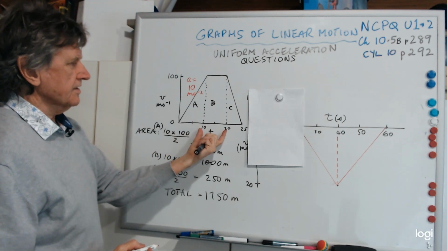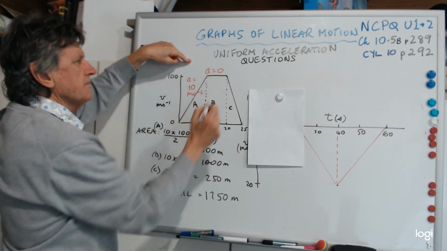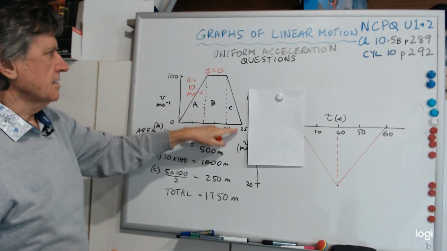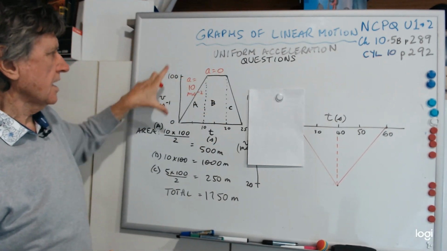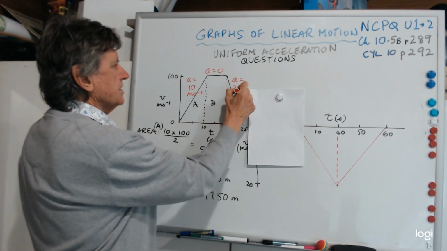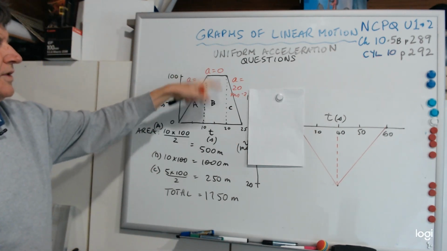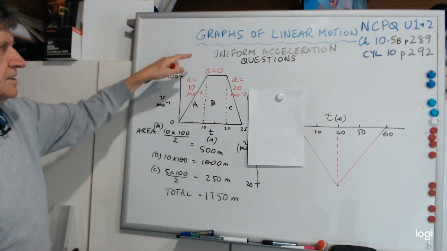This part here, for the next 10 seconds, there's no change in velocity. So a equals 0. And here, change in velocity is 100 divided by 5, and so that's a equals 20 meters per second squared. So it's slowing down faster than it's sped up.